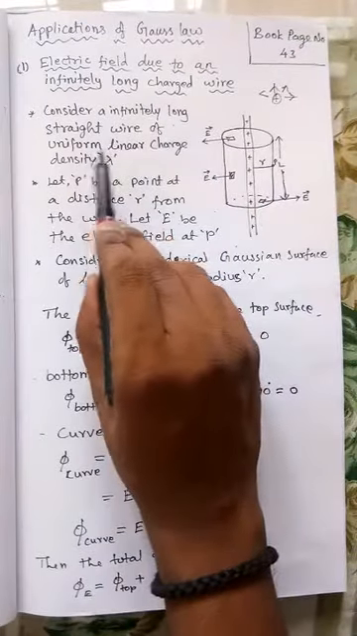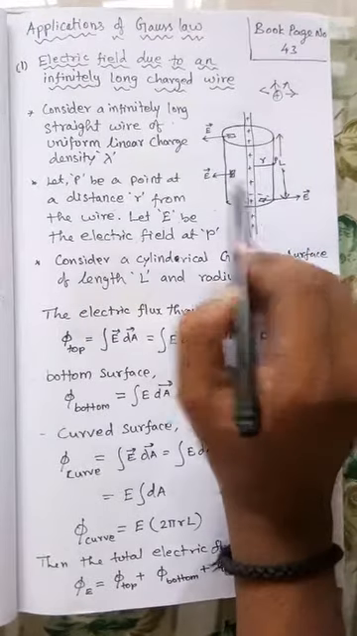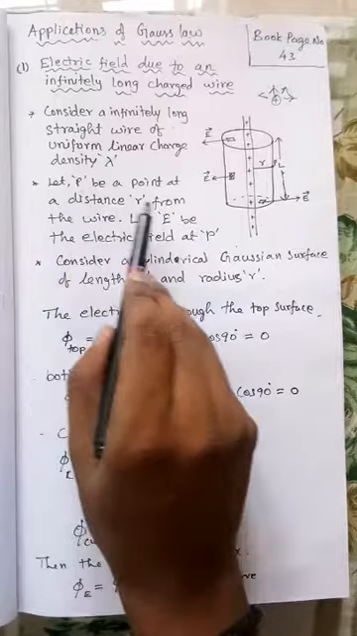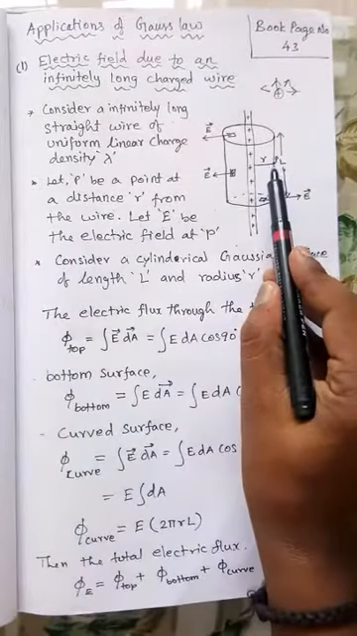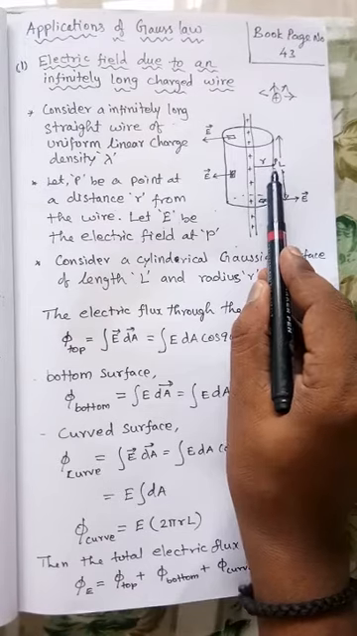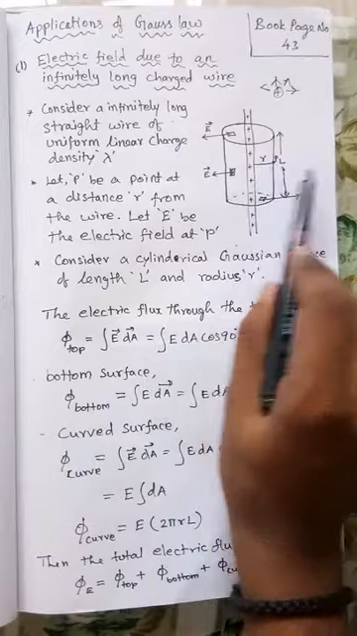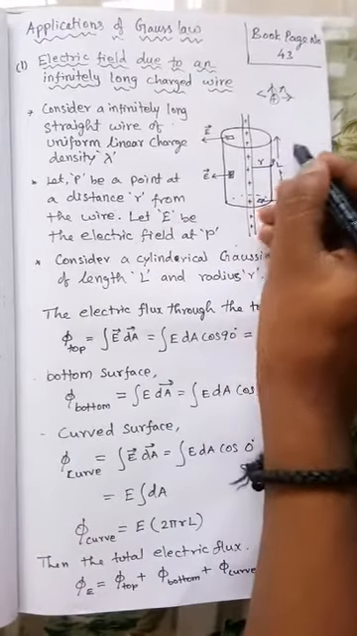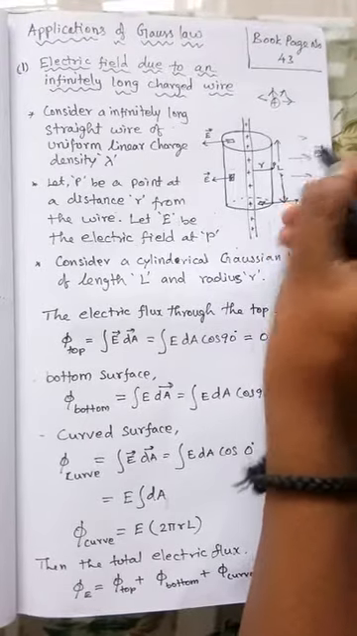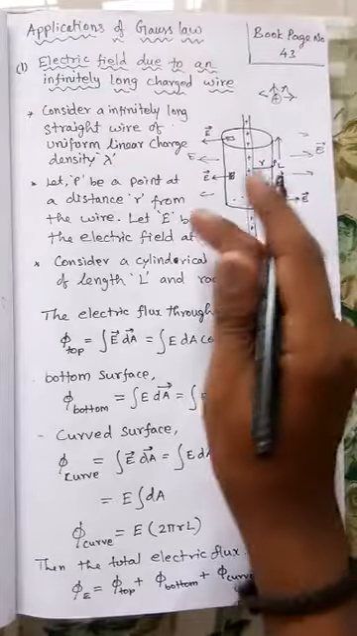This uniform linear charge on the wire has some charge density, lambda. Let P be a point at distance r from the wire. Let E be the electric field at P. E will move in all directions.